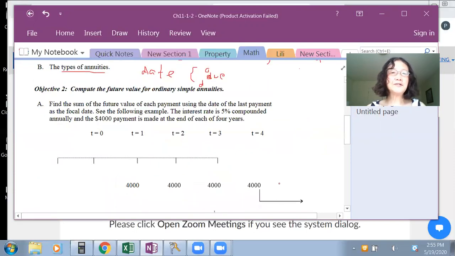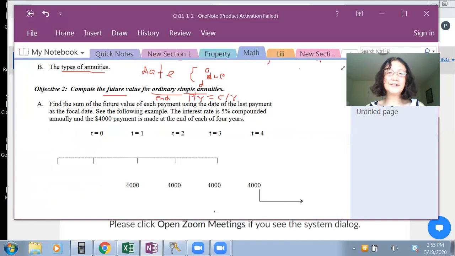Our second objective in this video is to compute the future value for ordinary simple annuities. Remember, ordinary means the payment is made at the end of a payment period. Simple means the number of payments per year, PY, is equal to the interest compounding periods per year. For example, if you make a payment every year and the interest is compounded annually, that is a simple annuity. Another example would be if you make a payment every month and the interest is compounded monthly, that is also a simple annuity.